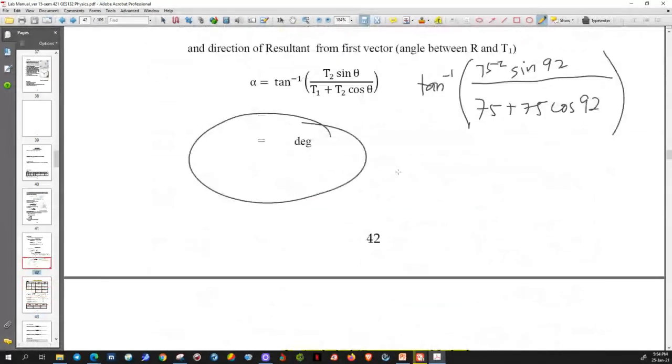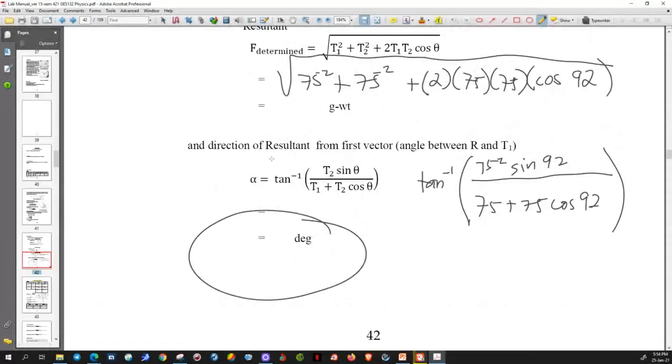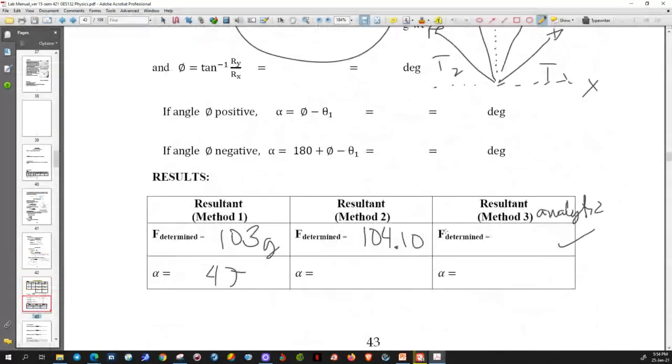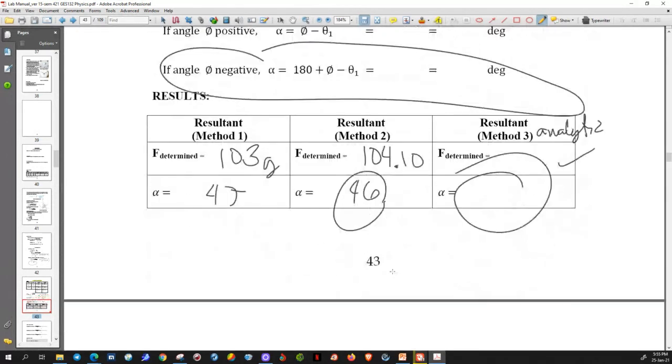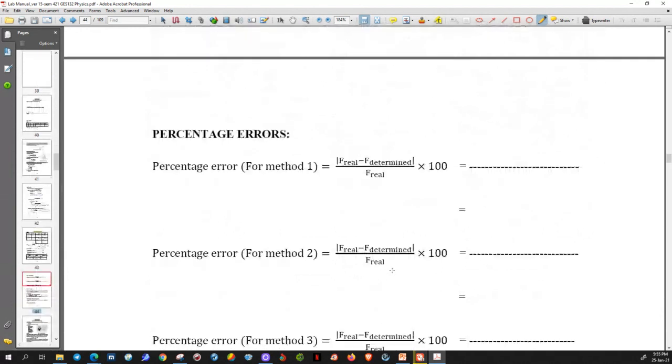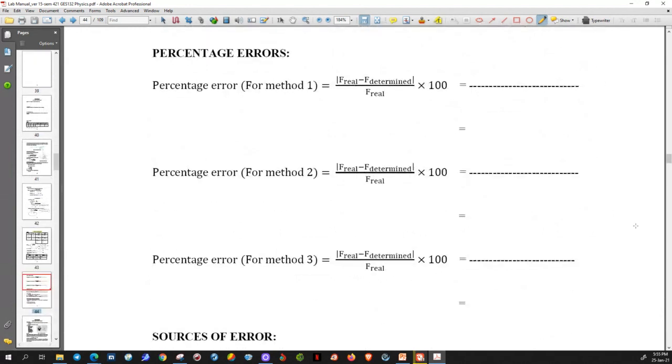Let's go back to method 2. This is the alpha for method 2. That's the equation, okay? What's the result? For example, we calculate maybe 47 or 46. Just write it there as an example, okay? What about the alpha here? What's the result? You write it here. Clear? Once you finish summarizing the result, we will go to percentage error.